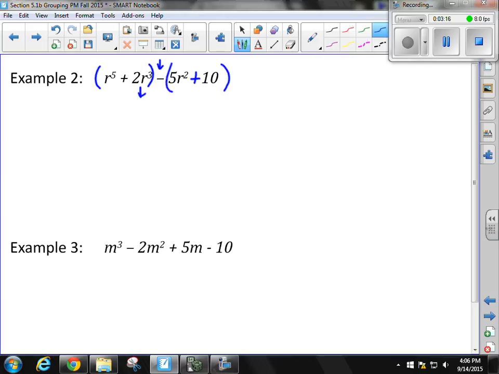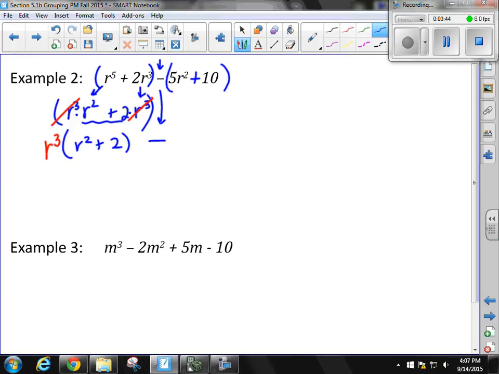My smallest number of r's, or the exponent, is 3 here. So I know I'm going to factor this as 2 times r cubed. And r to the 5th factors as r cubed times r squared. There's my first group. Common factor is r cubed. I write that down first, and in parentheses, what's left behind, r squared plus 2.